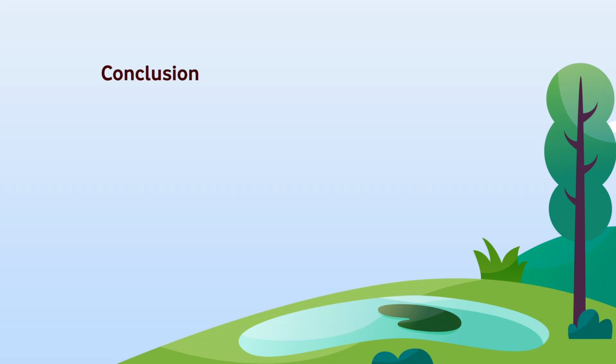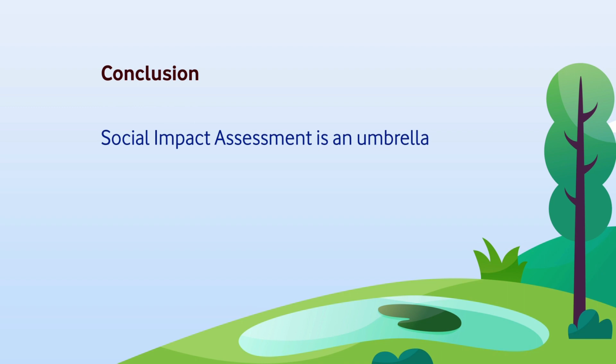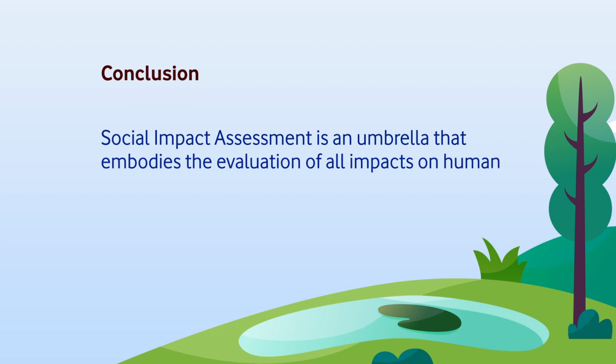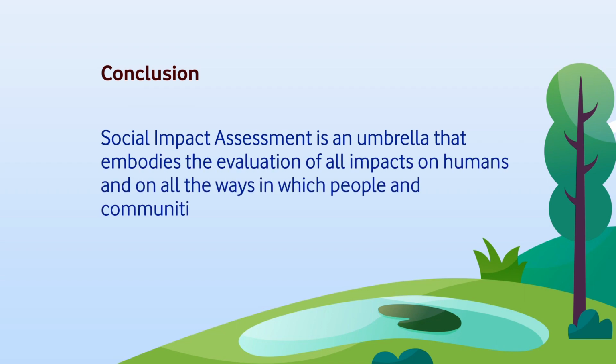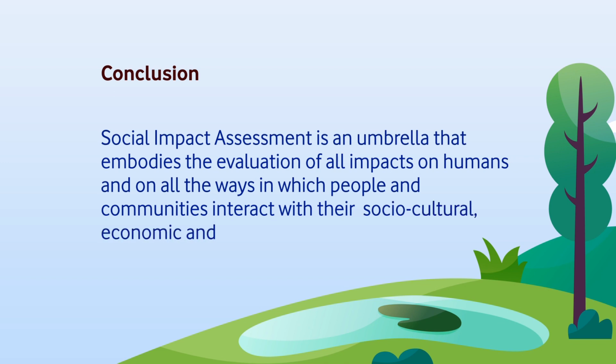So, while concluding, we can say that social impact assessment is an umbrella. It is something which is very broad in horizon, and it embodies the evaluation of all impacts on humans and on all the ways in which people and communities interact with their social, cultural, economic and biophysical surroundings.